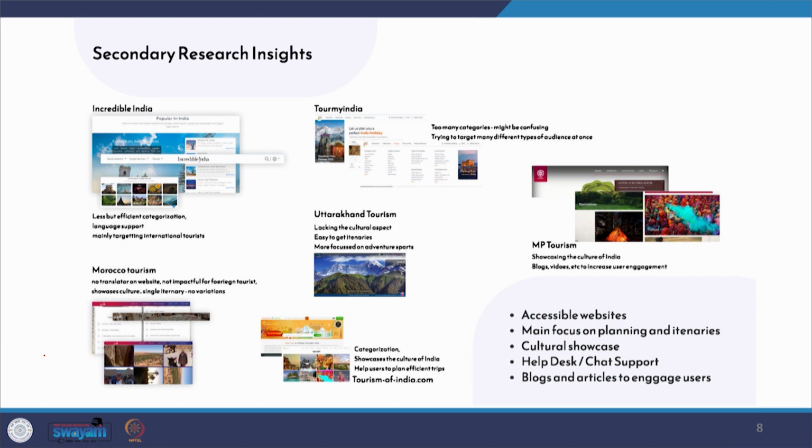Similarly, she has looked at the Morocco tourism. So where no translator is on the website, it is not impactful for the foreign tourists, and there is no variation in the itinerary. Now, it is actually quite true, because international tourists visit India in large numbers, and that is also one of the major areas of resource that we gather from tourism. It is a big industry in India. So we would obviously want to cater to the needs of the international visitors also.